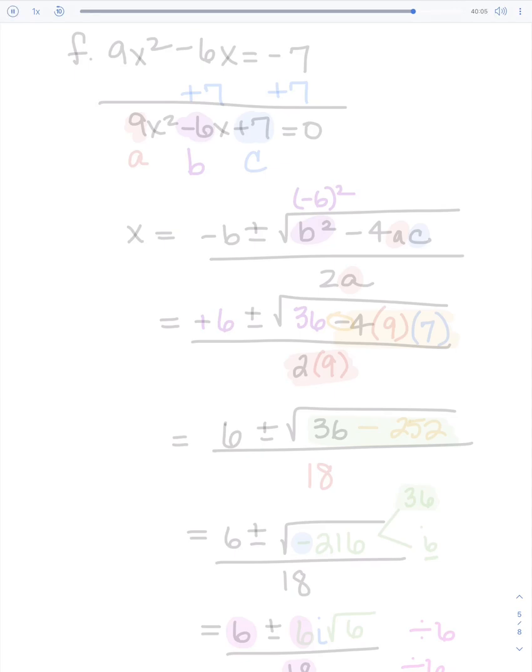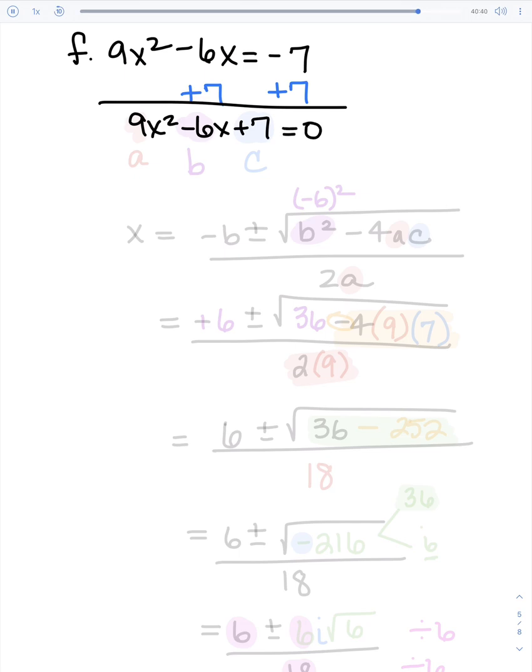Last problem, let's bring it down to the next page. Our last problem was F, and it looks like it was 9x squared minus 6x equals negative 7. So again, the problem with this one is that it doesn't equal 0. So the first thing you would want to do is move that negative 7 by adding 7 to both sides of the equation. What that would get you is 9x squared minus 6x plus 7 now equals 0.